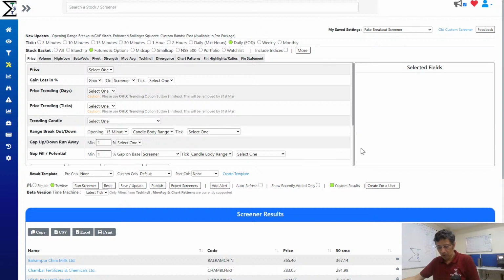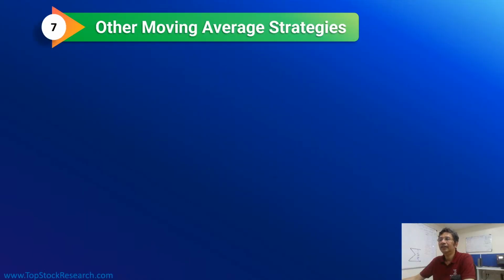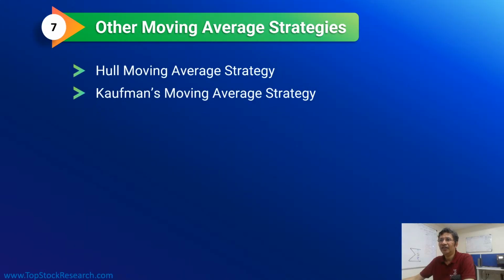So these are certain examples of fake breakout and breakdown. The next topic is other moving average strategies. Just hold for a second. I think I'll skip this one a bit. I'll show you one or two things more at this point of time. Just hold for a second.